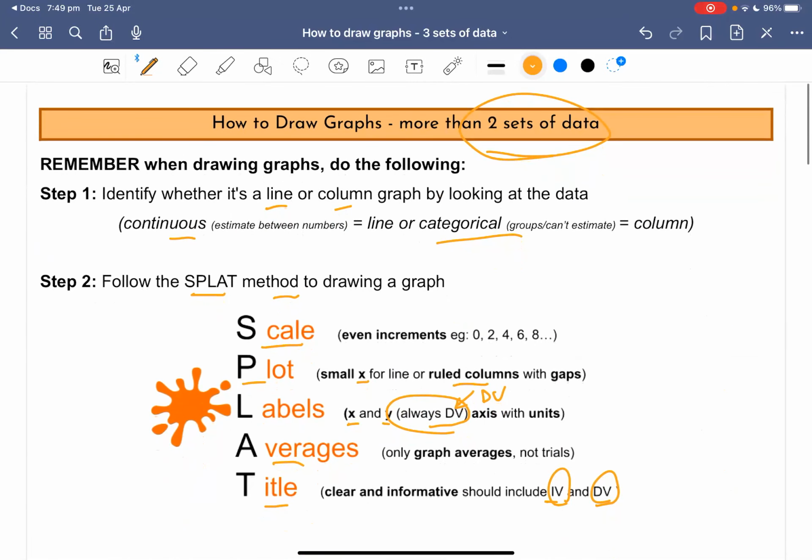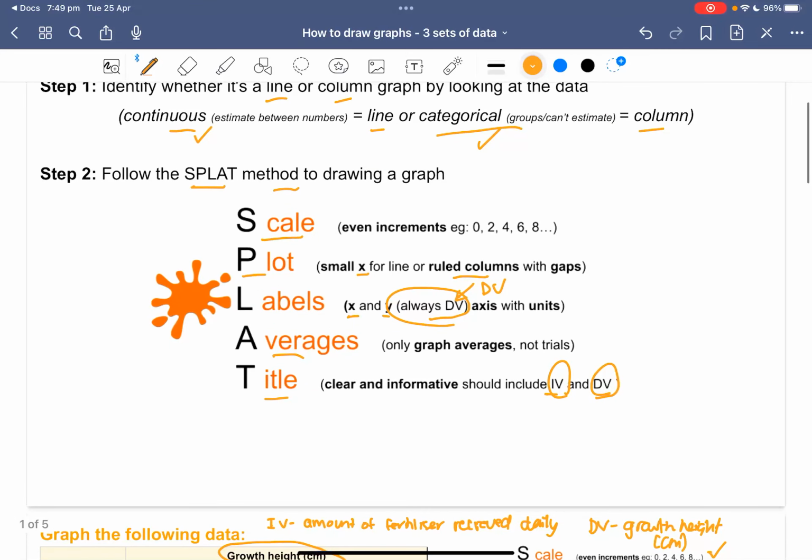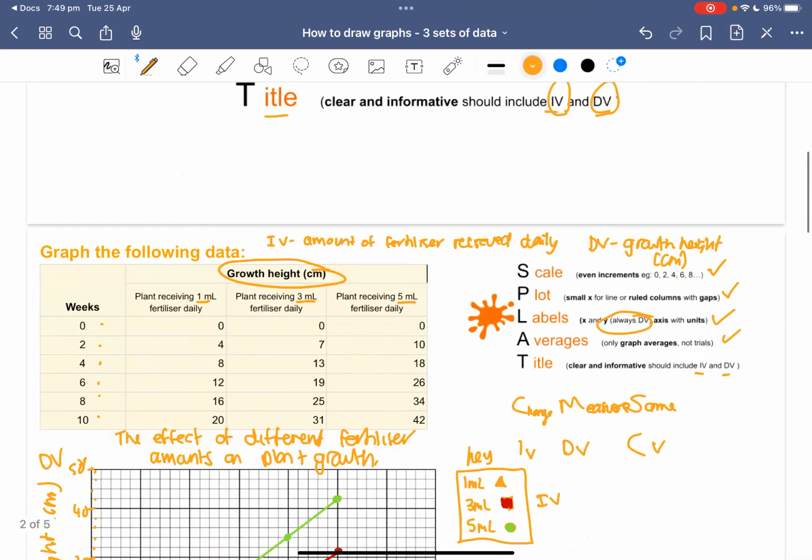Okay, so if we want to review all the way from the beginning, we're going to say, even when we have more than 2 sets of data, we're often going to work with 3. First, start by, is it continuous or categorical to figure out if it's a line or column graph. Then you're going to use the splat method as normal. So you have to have a consistent scale. You're going to plot your data, have your labels, always the dependent variable on the y-axis every single time. When it's 2 sets, you're going to then have your x-axis as the independent. But when we've got 3 sets of data, we always know that the independent variable is going to be in a key instead. We graph averages and have a title.